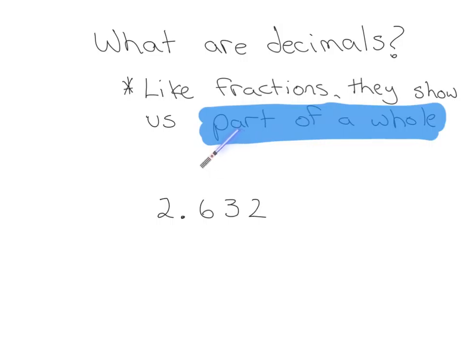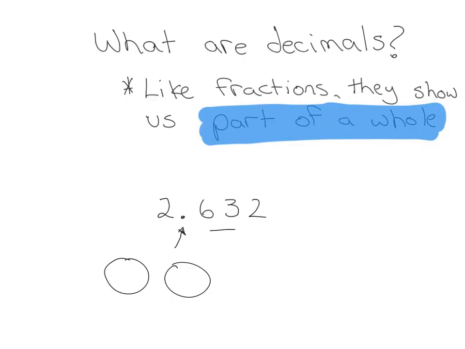So I'm going to get my lightsaber out and I want you to remember this key phrase. It shows us part of a whole. So if we look at the example that I have below here, our number here is 2, and here's the key thing. We are dealing now with what we call a decimal point. So we're used to having two wholes of something. That would be like having 2 pizzas here, okay?